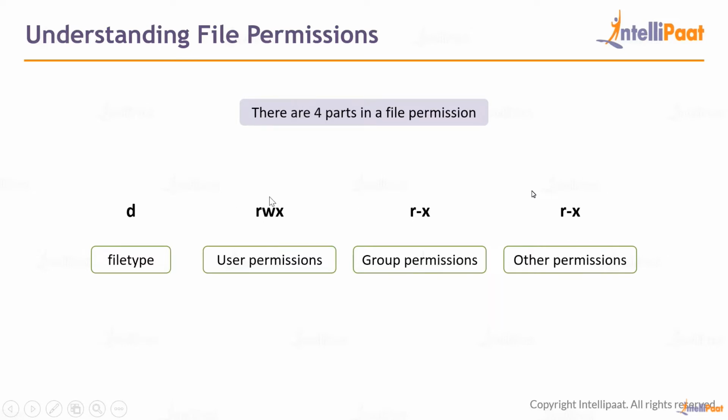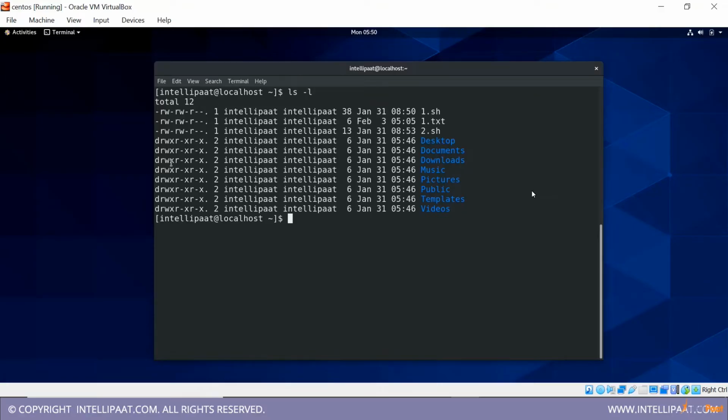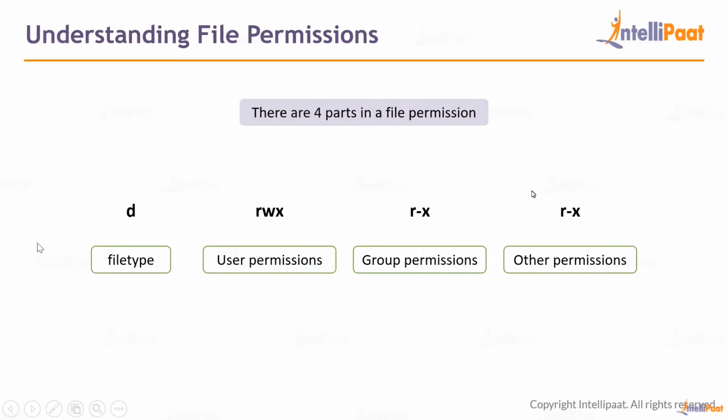So first, user permissions is this particular part, the first part, going back to the control. You can see file type, user permissions, RWX, these are the user permissions, and again RWX, these are the group permissions, and again the RWX, this is the other permissions for processes. So now again going back to the slides. This is the way it looks. This is the format of a file permission.